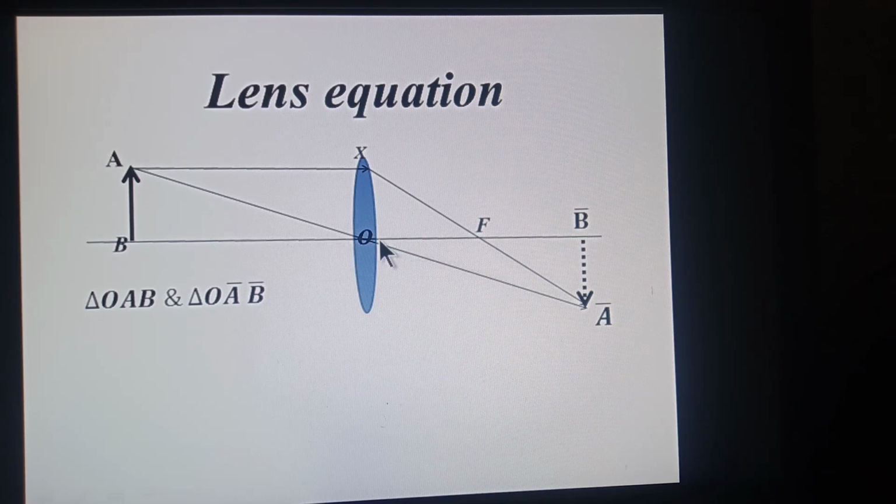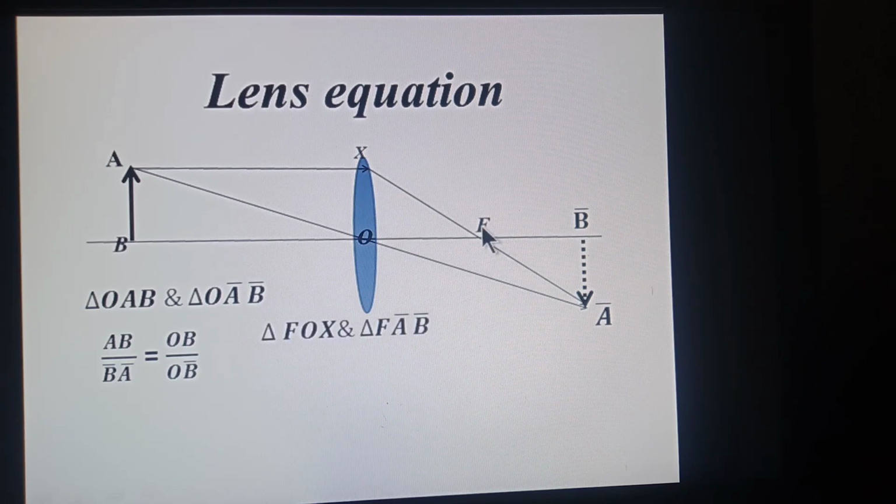How are they similar? Look at these. These two angles are same, and these two angles are also of 90 degrees. They are also same. So these two triangles are similar. You know, if triangles are similar, the ratio of their two sides is equal to the ratio of their two other sides. Here we take the ratios of their perpendiculars. AB ratio A prime B prime should equal to this distance divided by this distance, ratio of the two other sides. Similarly, students, there are two other triangles named as FXO and FA prime B prime.